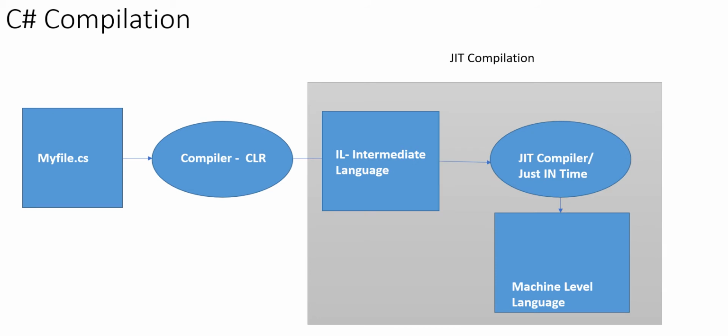This might be a frequently asked interview question, like what is JIT compilation and what is the usage of the JIT compiler in the .NET framework. So what is JIT compilation? The process of converting intermediate language into machine level language is called JIT compilation. And what is the usage of the JIT compiler? It will convert our intermediate language into machine level language.